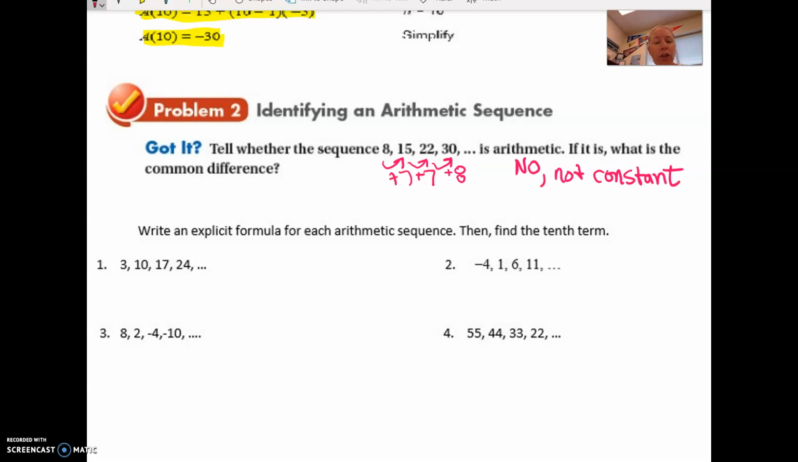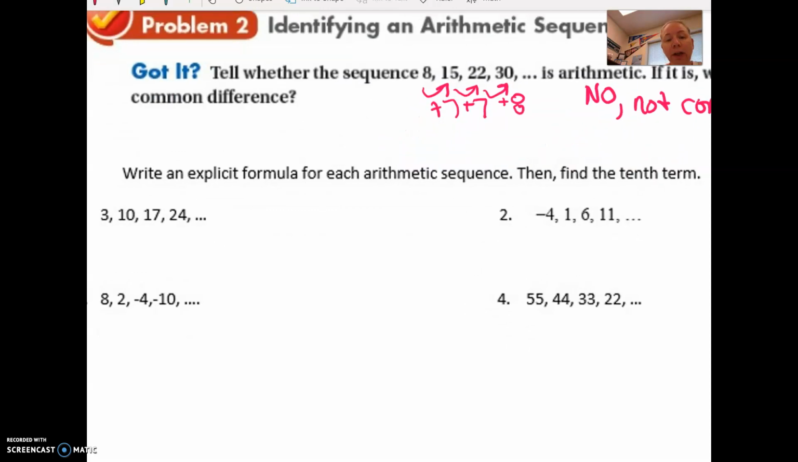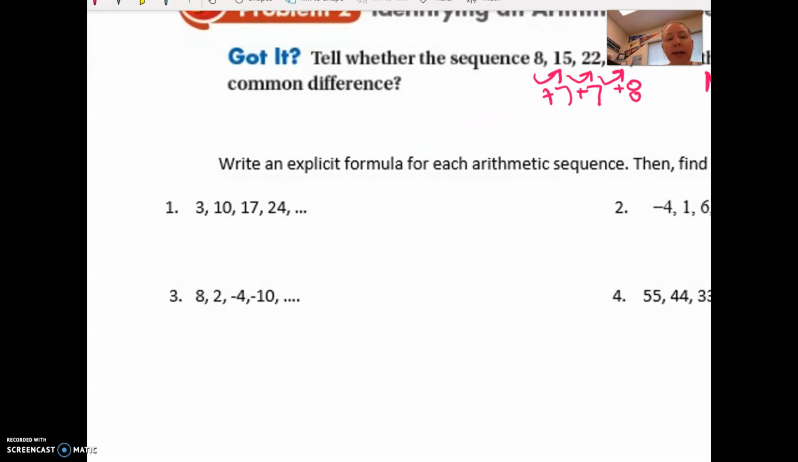So we can't really write a formula if there isn't a common difference there. So now looking at 1, 2, 3, and 4, we're going to use that explicit formula. In each one, what I like to do is identify what values are in. We're trying to find the 10th term in the pattern, so they're all going to have n equals 10.